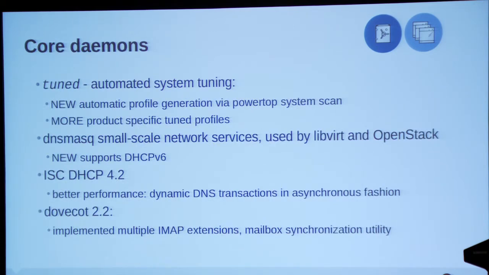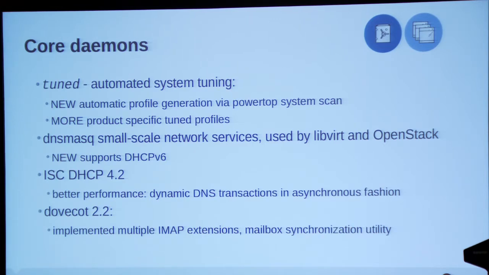Next item, core daemons. Tuned was partially covered by Linda in Kernel. Tuned, the power management daemon, comes with automatic profile generation in cooperation with Tuna or PowerTOP. And it comes already with some product-specific profiles. Another daemon I'm going to mention is dnsmasq. This is a small-scale DNS forwarder and DHCP server used by libvirt and OpenStack. And it lacked support for DHCPv6, which was one of the primary blockers for IPv6 support in these products. The support was added, so IPv6 is now more real.